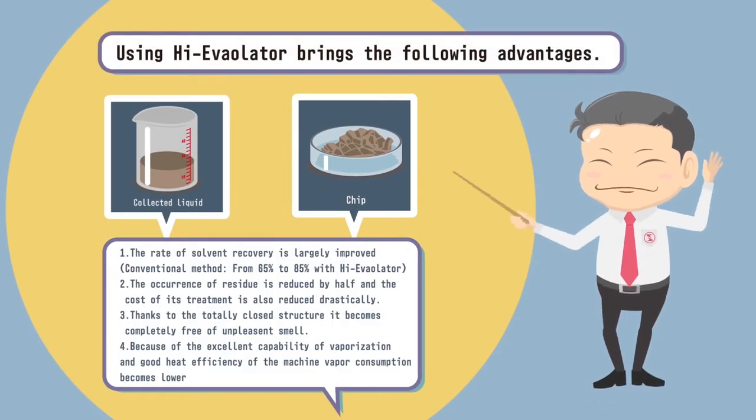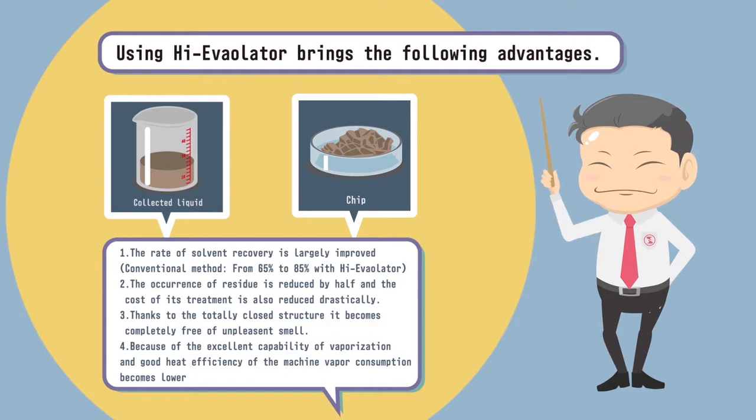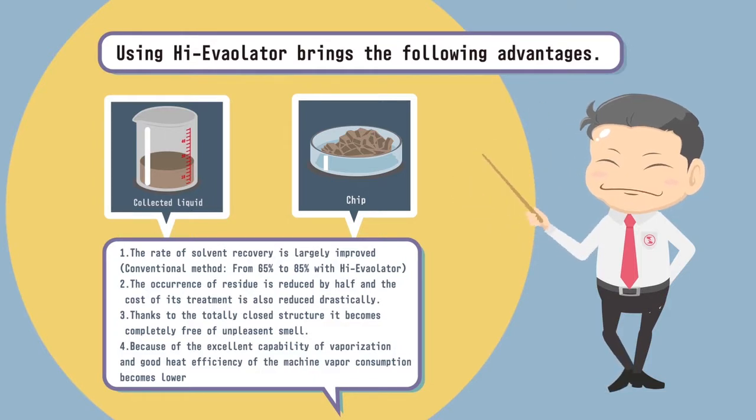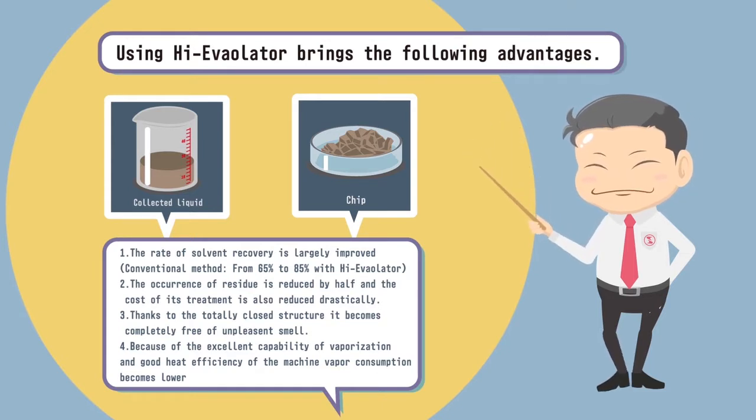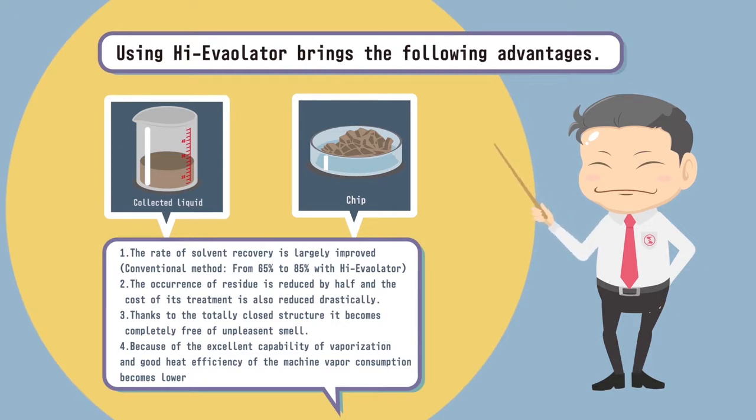Using Hi-evaolator brings the following advantages. 1. The rate of solvent recovery is largely improved. 2. The occurrence of residue is reduced by half, and the cost of its treatment is also reduced drastically. 3. Thanks to the totally closed structure, it becomes completely free of unpleasant smell. 4. Because of the excellent capability of vaporization and good heat efficiency of the machine, vapor consumption becomes lower.